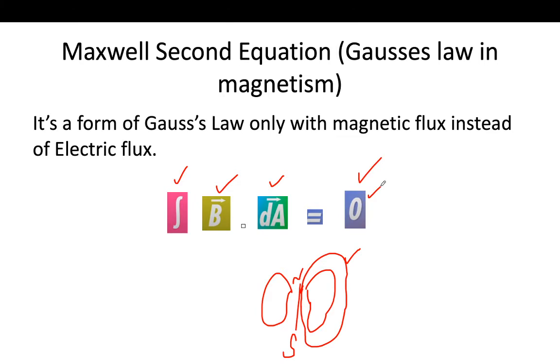So the second equation says that it's always a form of Gauss's law, only with the magnetic flux instead of electric flux. So it's always in a closed pattern. That's why the second equation is magnetic field into area is equal to 0.